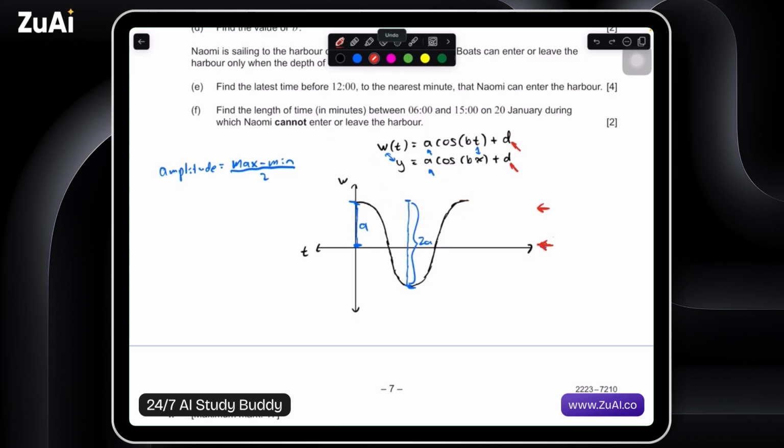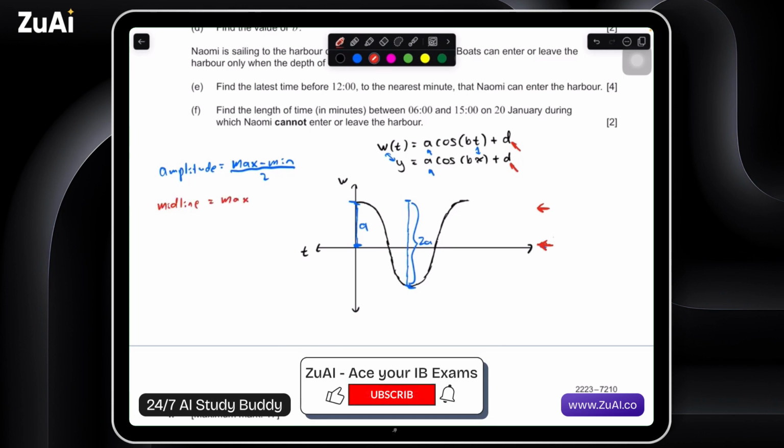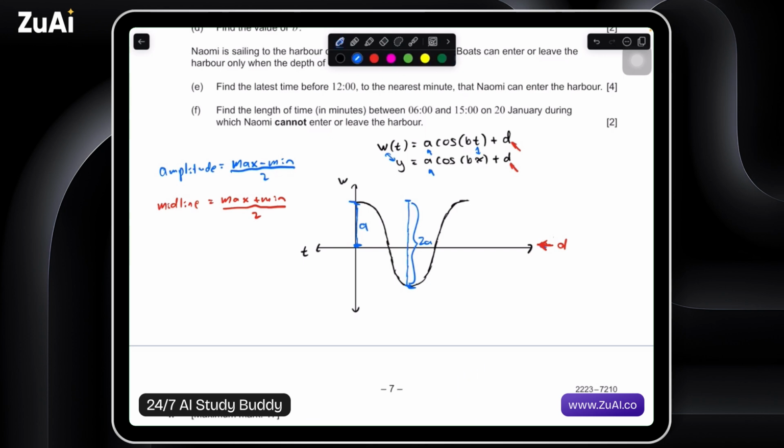If this midline is the point at which we rest, or the center point, then the value of d, which we'll call the midline, is just going to be max plus min over 2. Essentially the center line that our trig function runs through. So max plus min over 2 gives you the value of d. Maybe I'll write these out. So this is a, the amplitude, and this is d, the midline.